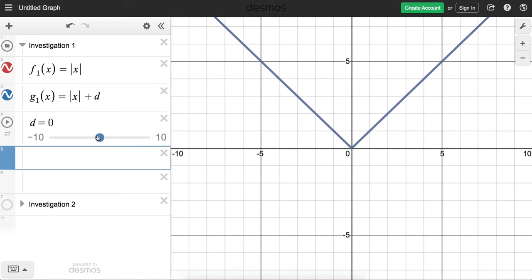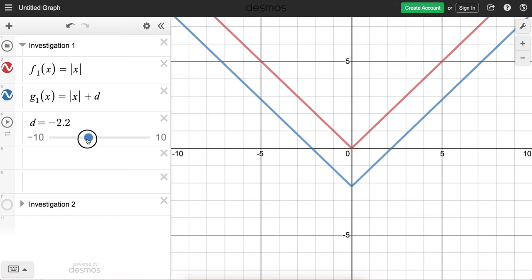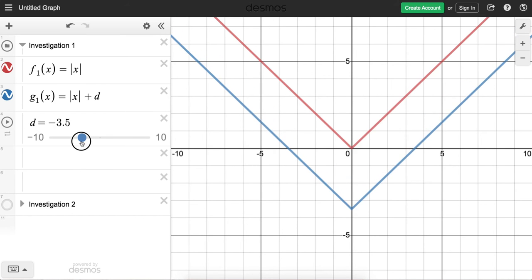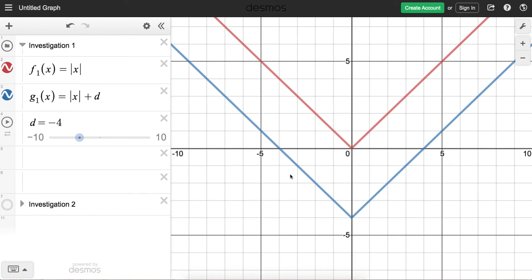now let's see what happens if we subtract a number. So in blue, we have the absolute value of x and then minus 1. That's our graph in blue. Our graph in red is still our parent function. And as we subtract larger numbers, look at where the blue graph is moving in relation to the red graph. So here's the graph in blue of absolute value of x and then minus 4. Again, our red graph is our absolute value parent graph.